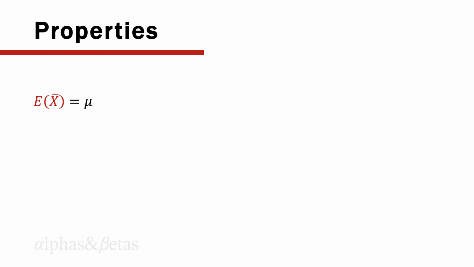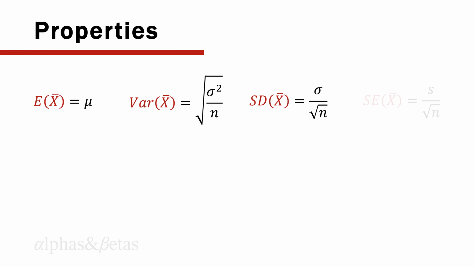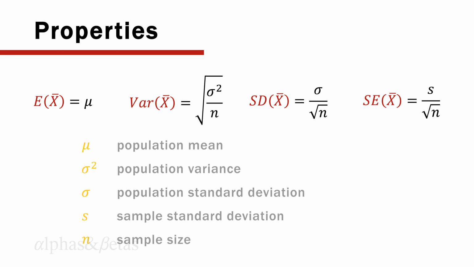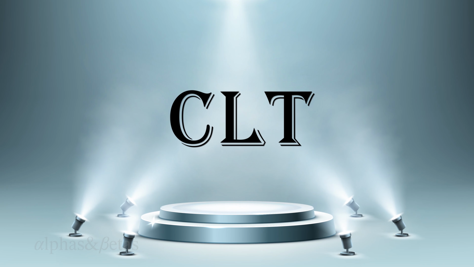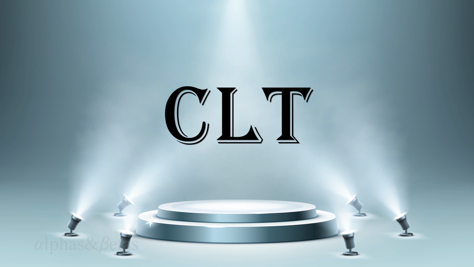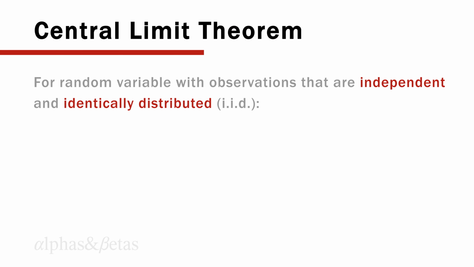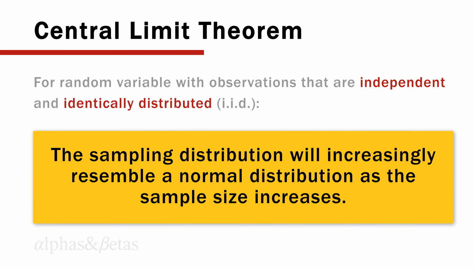We've figured out the expected value, variance, standard deviation, and standard error of the sampling distribution of the sample mean. Now we want to know its shape. Fortunately, there's the central limit theorem, CLT. The CLT tells us, as long as all your observations are independent, so you pick a random sample, and you're observing the same thing, so they all come from the same probability distribution, making the random variables IID, then the sampling distribution of the sample mean is going to look more and more like a normal distribution as your sample size increases. It's called limit because the sample size is increasing.